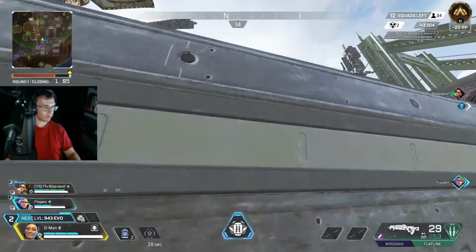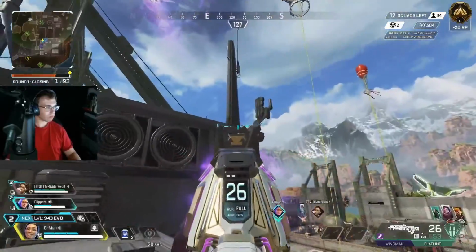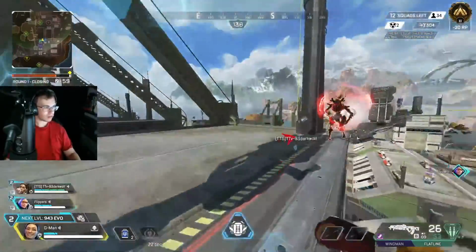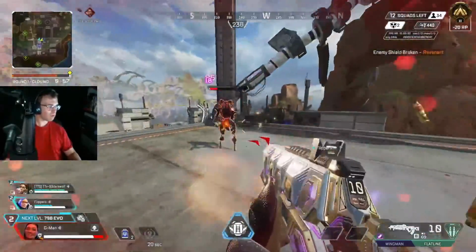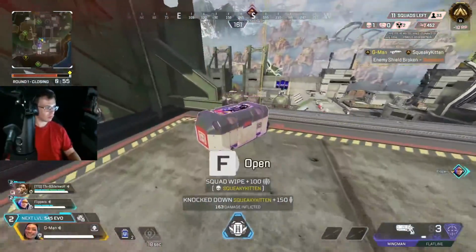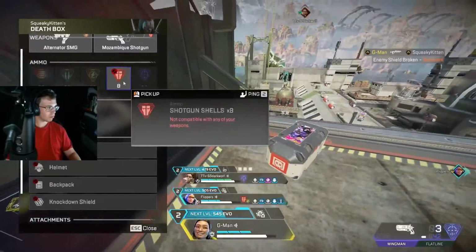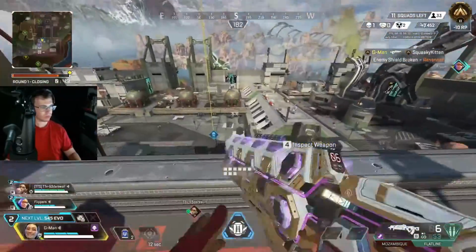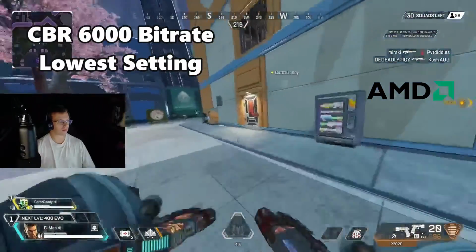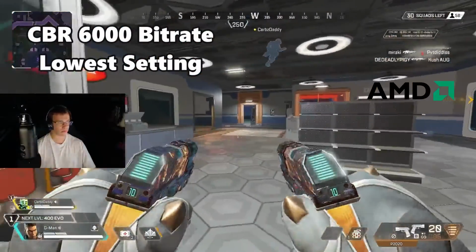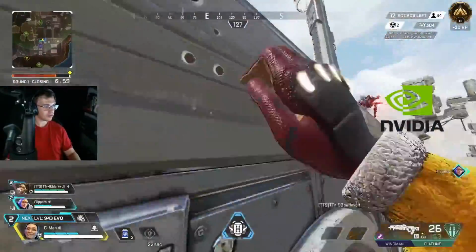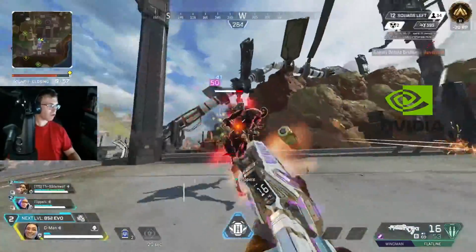Now, when we changed everything to low settings for Apex Legends, it was pretty much a night and day difference between the AMD encoder and the Nvidia encoder. Nvidia just absolutely dominated at low settings. So yeah, AMD is good at encoding for its price point, but the crispness isn't entirely there. Not saying that it's bad, but if you're looking for quality, it's not entirely there.